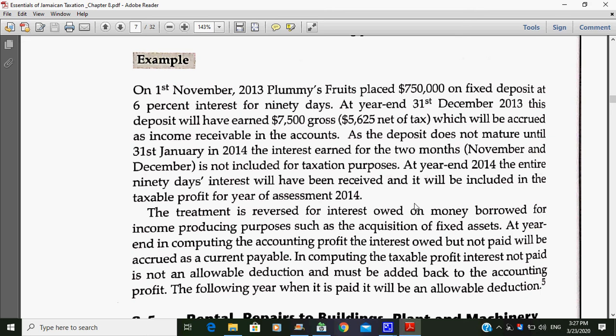All right. The treatment is reversed for interest owed on money borrowed for income producing purposes such as acquisition of fixed assets. At year end, in computing the accounting profit, the interest owed but not paid will be accrued as a current payable. In computing the taxable profit, interest not paid is not an allowable deduction and must be added back to the accounting profit. The following year, when it is paid, it will be an allowable deduction.